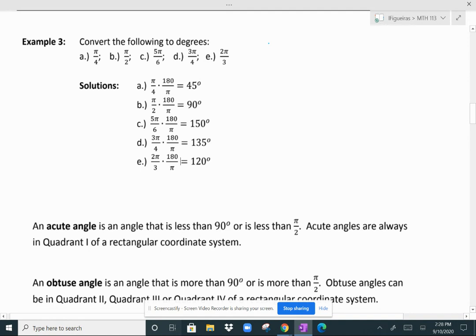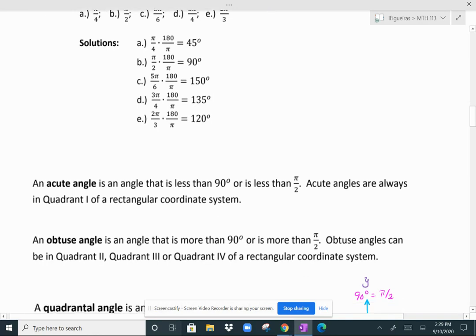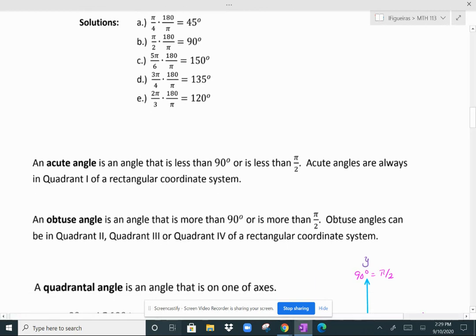Okay, an acute angle is an angle that is less than 90 degrees or less than pi over 2 radians. Remember, these two are equivalent, just different ways to measure them. Acute angles are always in quadrant 1 of a rectangular coordinate system. And that's because, remember, you go from 0 to the first quadrantal angle, which is the positive y-axis. So your acute angles will always be in quadrant 1. An obtuse angle is an angle that's more than 90 degrees or more than pi over 2. Obtuse angles can be in quadrants 2, 3, or 4 of a rectangular coordinate system.